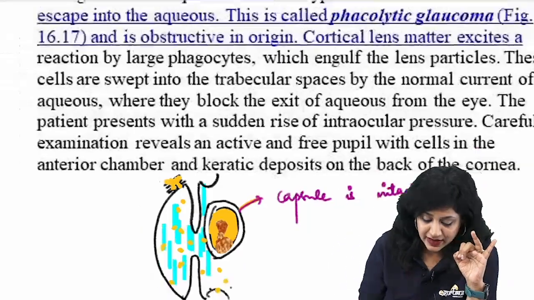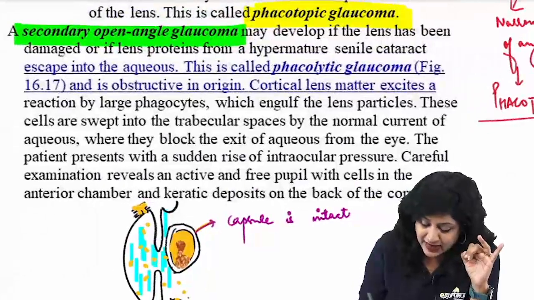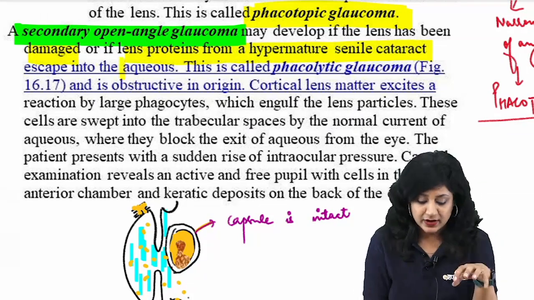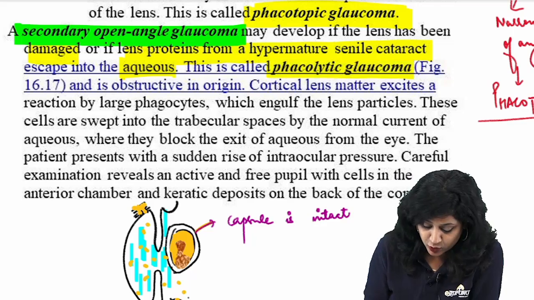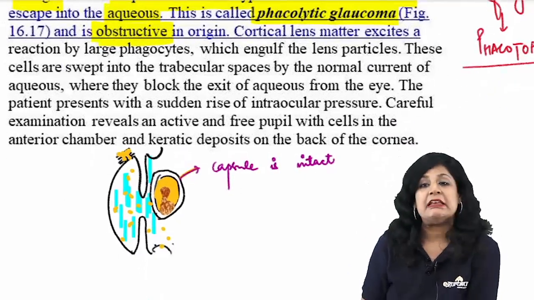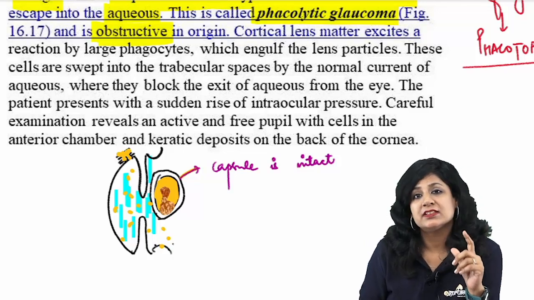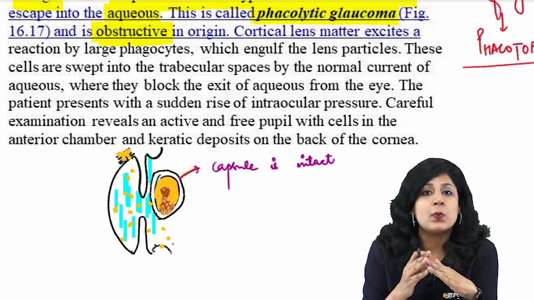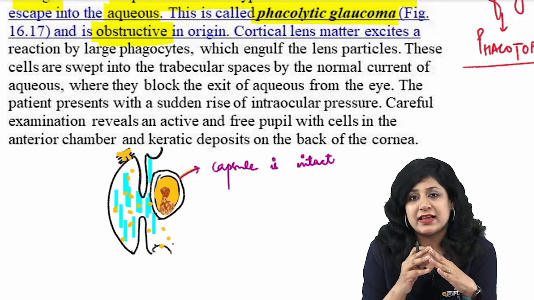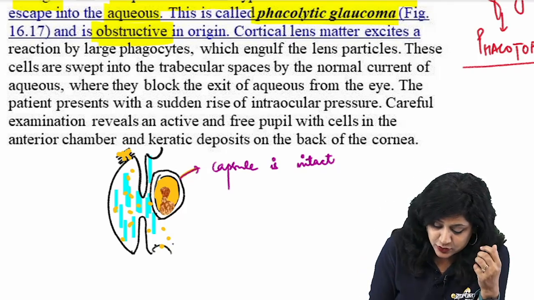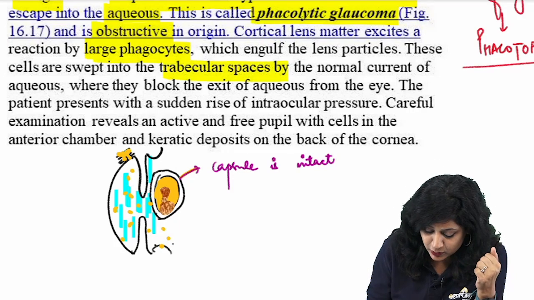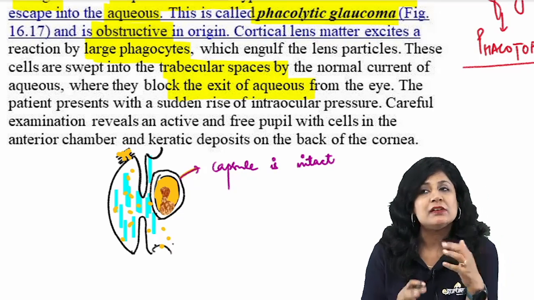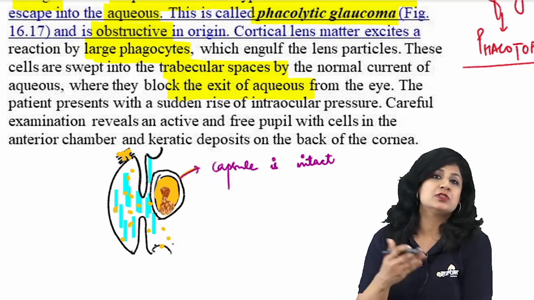Phacomorphic, phacotopic we have already done. I hope you are understanding this also. So, what they are saying is that if the lens is damaged, your lens proteins are coming from a hypermature senile cataract, they will go into the aqueous and they will block the trabecular meshwork through which 90% of the drainage has to take place. So, this is your phacolytic glaucoma, it is obstructive, and cortical lens matter. You know that lens mainly consists of proteins, and these proteins contain the sequestered antigens. So, they actually excite a large number of phagocytes, and these phagocytes will engulf the lens particles. They are swept into the trabecular spaces, they block the aqueous outflow. So, in total they are blocking the aqueous outflow, 90% of the drainage block. So, this is the secondary open angle.